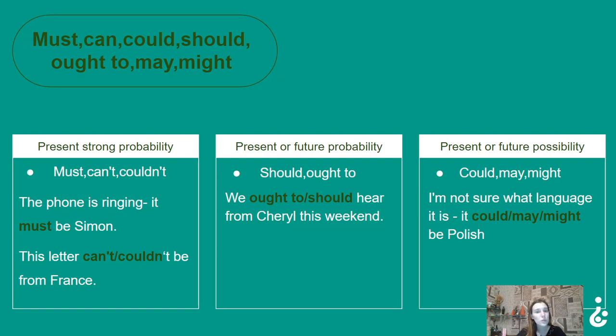For present or future probability, we use should or ought to. We ought to or should hear from Cheryl this week. And for present or future possibility, we use could, may, might. I'm not sure what language it is. It could, may or might be Polish.